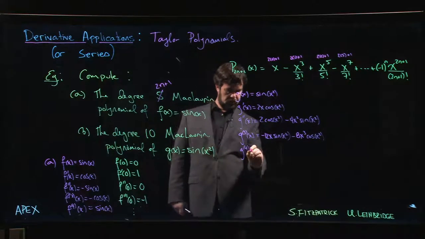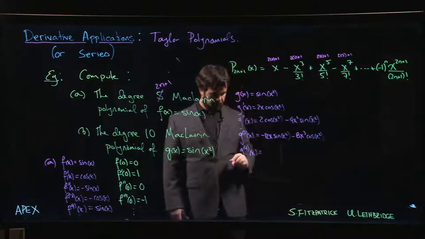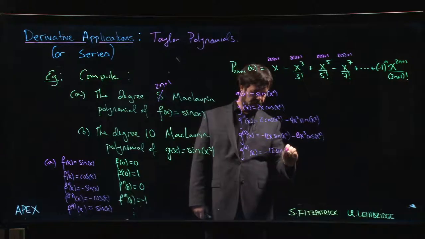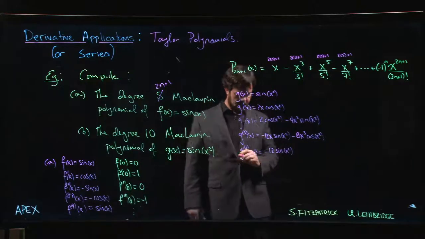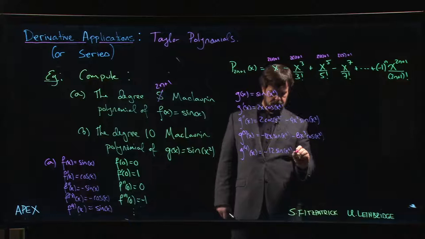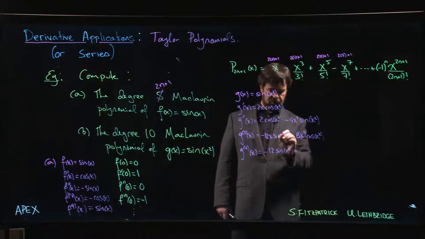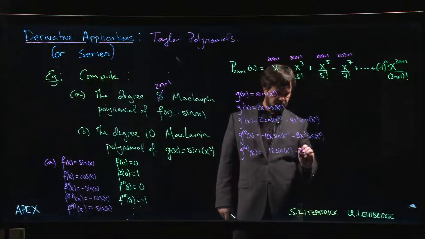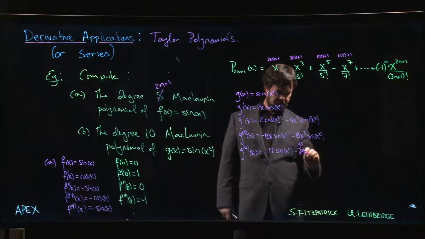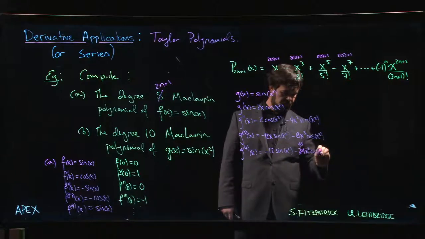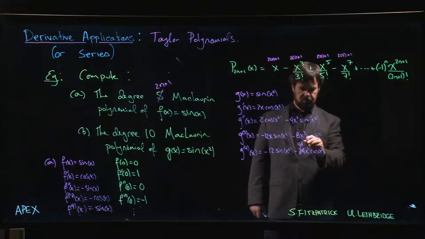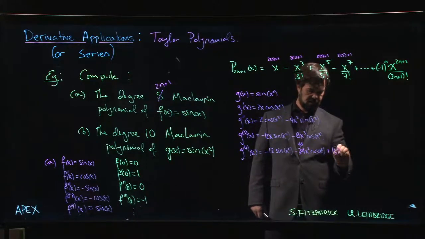Fourth derivative. We're going to get minus 12 sine of x squared. Okay. Minus 12x cos, so minus 24x squared. I want another 24, so actually 48x squared cos x squared. Okay. And then derivative of cos is negative sine, minus minus cos, plus 16x to the 4.